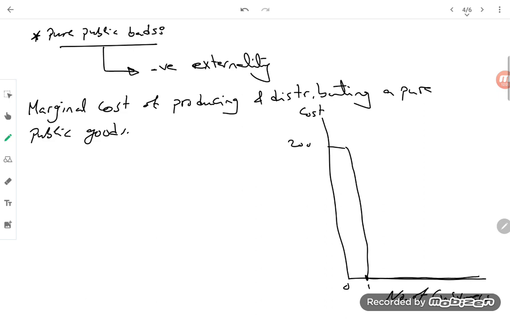So this is 200. As long as you produce this commodity, you are going to pay 200. Anyone who is going to use this commodity after that point will cost 0. So the marginal cost of allowing an additional person to consume the pure public good is 0.